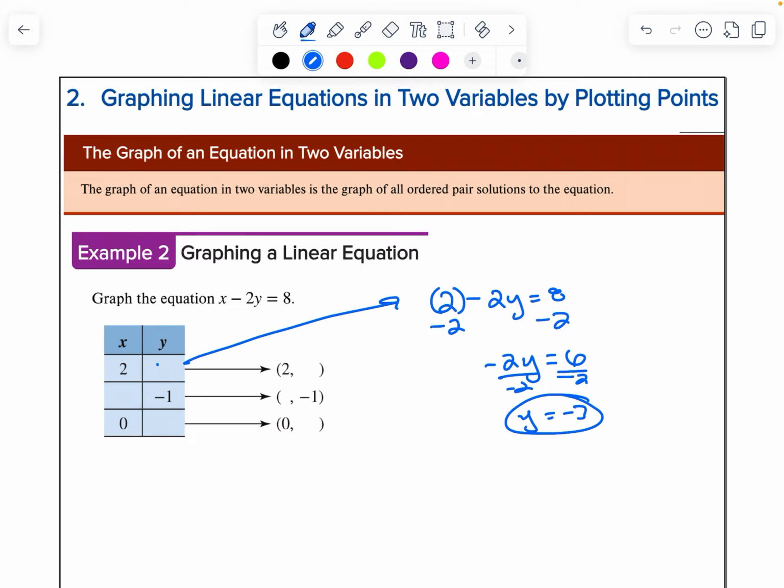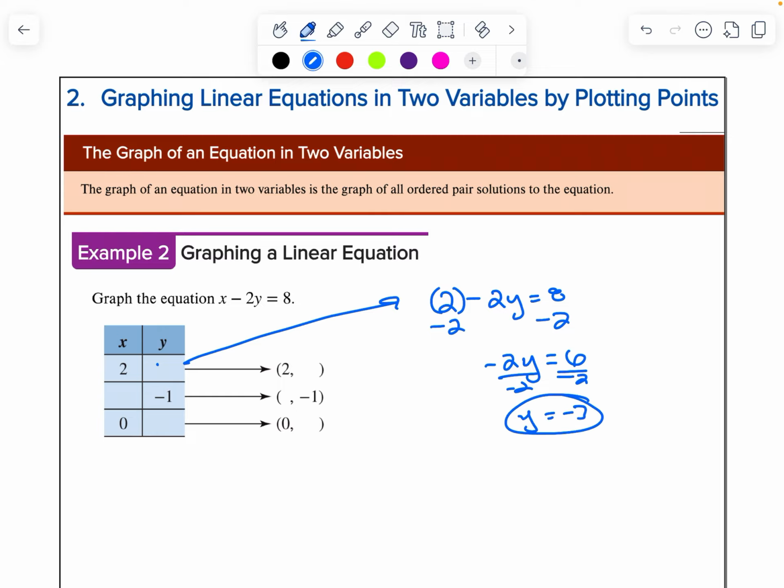The next one, they didn't give me x. They gave me y, right? I'm looking in, this is the y column. In the first one, they gave me the x column. This time, they gave me the y column. So here I'll say x minus 2 times y equals 8. I'm just always going back to that original equation and subbing in what they gave me. If they gave me x, I'm going to sub in x. If they gave me y, I'm going to sub in y. Subtract the 2. And x equals 6. That's 2 points already. We could stop there.